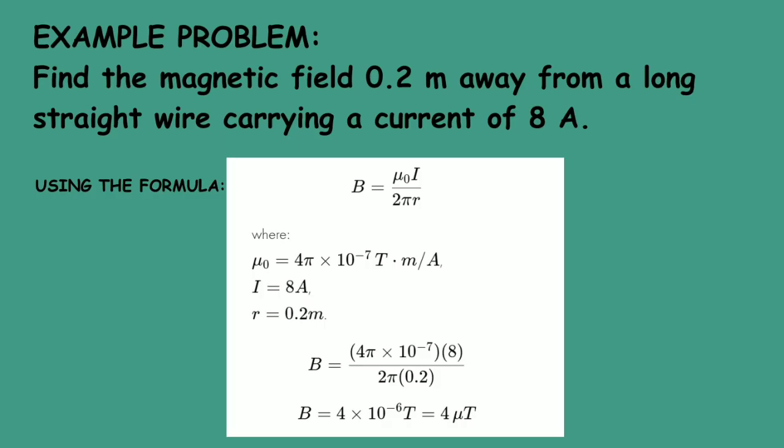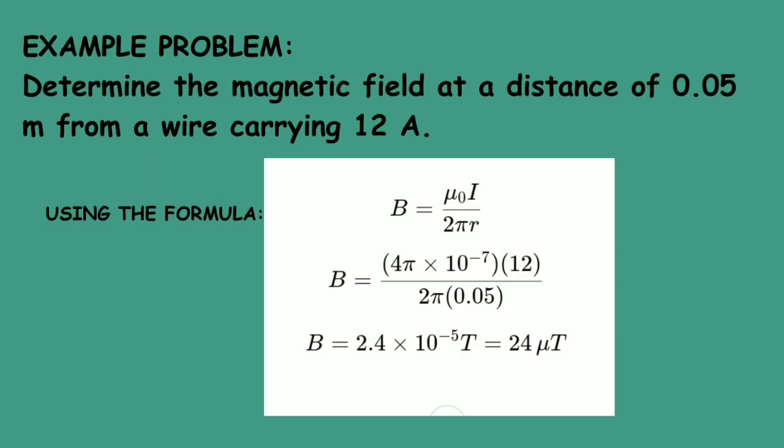So here is an example. Find the magnetic field 0.2 meter away from a long straight wire carrying a current of 8 A. As we substitute these values, we get the answer B equals 4 microtesla. For this example, determine the magnetic field at a distance of 0.05 meter from a wire carrying 12 A. As we substitute these values, we get the answer 24 microtesla.